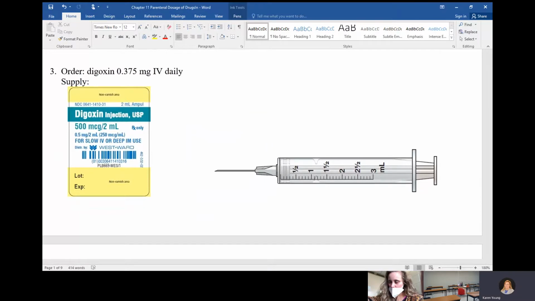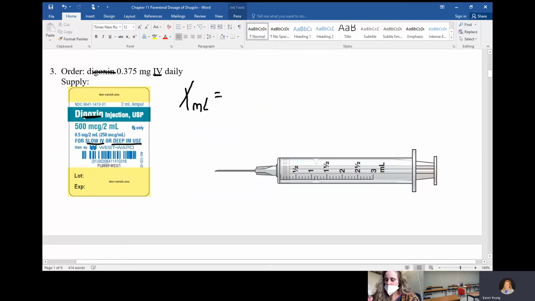Do my medications match? Does my medication match my label? Yeah, it does. They're both digoxin, or however you say that. What's my order? What else? Go check the IV, right? You've got to check the route. The route's IV. Can I give this medication as an IV? Yes. Because it says for slow IV or deep IM, so I can use it for the IV. I'm going to let y'all set this one up.